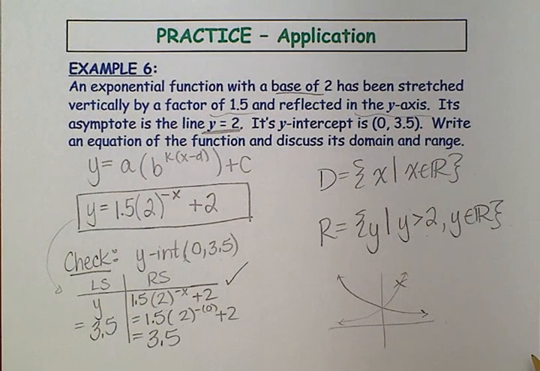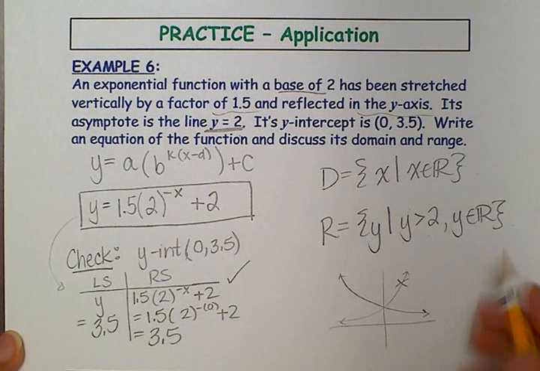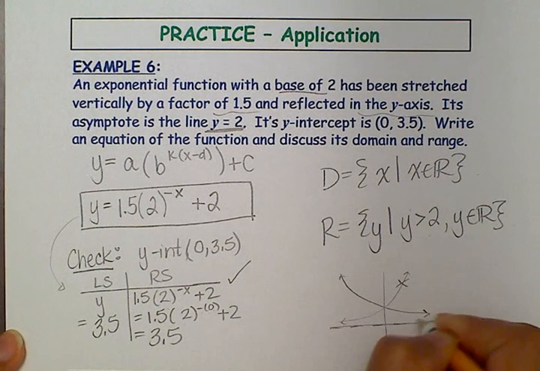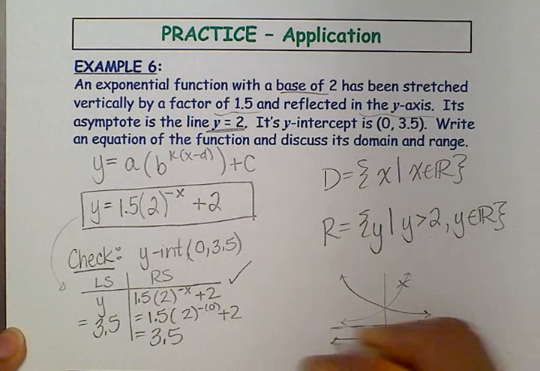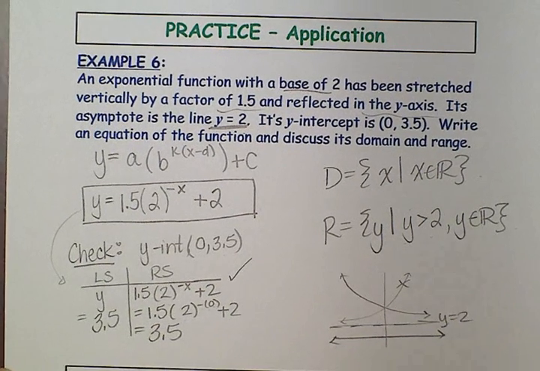So there's all the information we know, and there's a domain and range as well. The graph has been shifted up 2 units, so that means that the asymptote has moved to y equals 2. So it looks sort of like that. And there you have it.